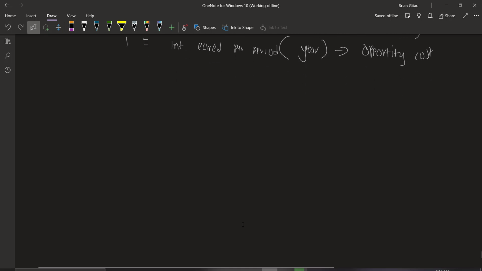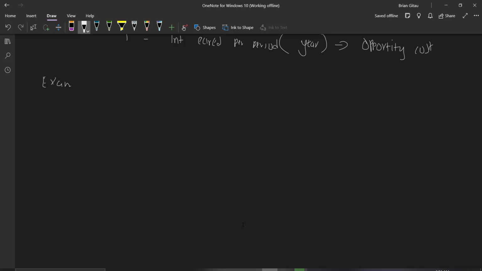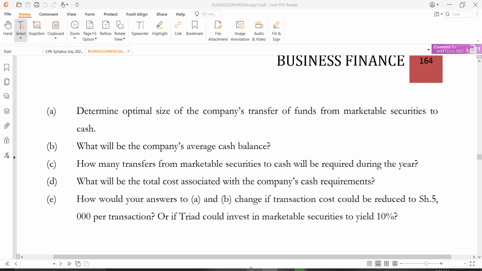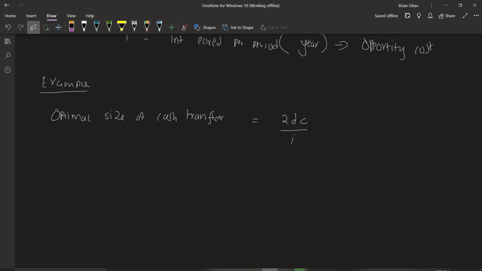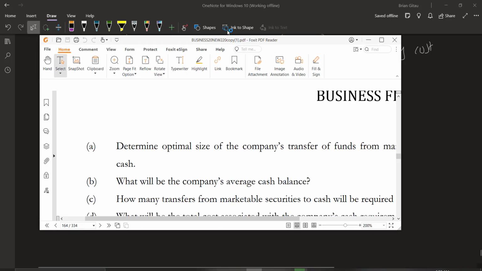So we have an example. In this example, the first part, they want us to determine the optimal size of cash transfer, that is, the optimal size of the company's transfer of funds from marketable securities into cash. This will be given by the square root of 2DC divided by I, where we take 2 multiplied by the annual demand for cash. Let's go ahead and get the annual demand for cash.